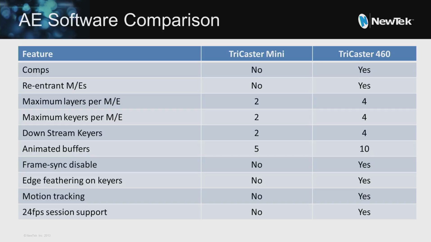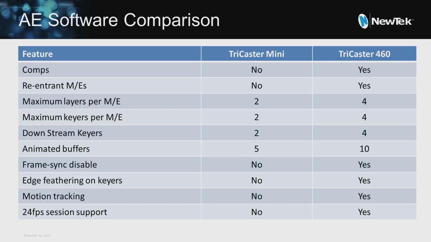The 460 also has more powerful MEs that come with it, and this includes the ability to do reentry, run an ME into an ME. So now a virtual monitor on an ME can be filled with an ME that's set up as a switcher, and I can do transitions inside that virtual monitor. Something a lot of people ask for can be done with the 460 and Advanced Edition 2 that cannot be done on the Mini.